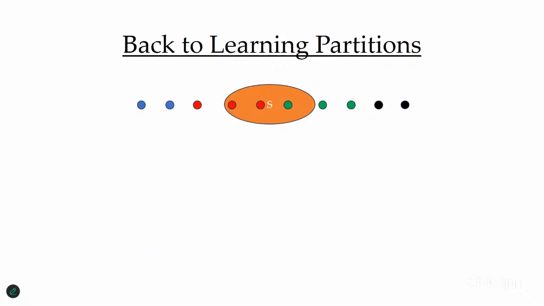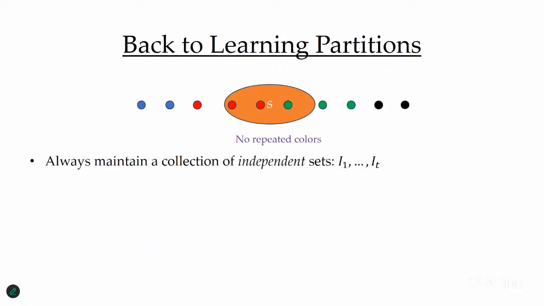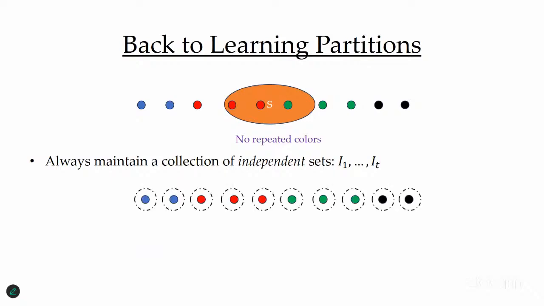So the algorithm goes as follows. I'm going to always maintain a collection of independent sets. What is an independent set? An independent set is a set which does not repeat colors. Initially, it is going to be just singletons. So I have every singleton as its own independent set.